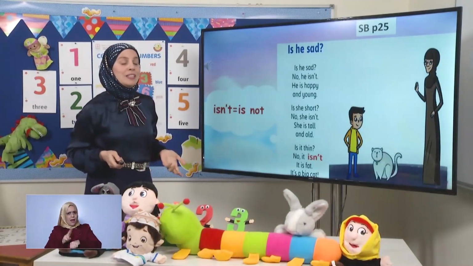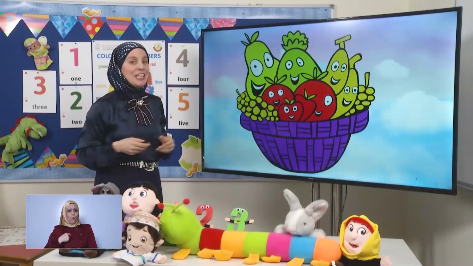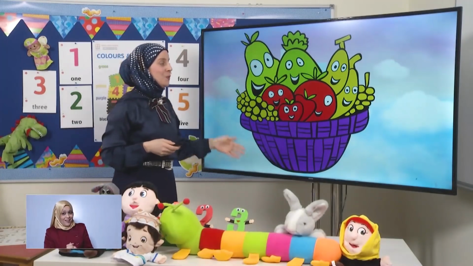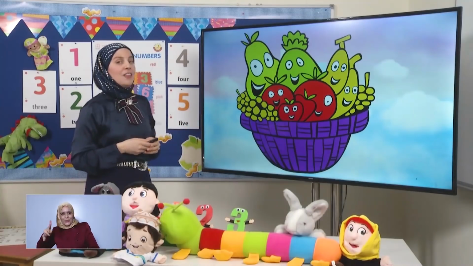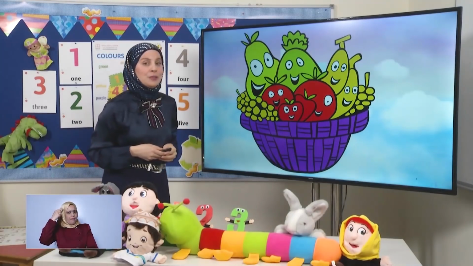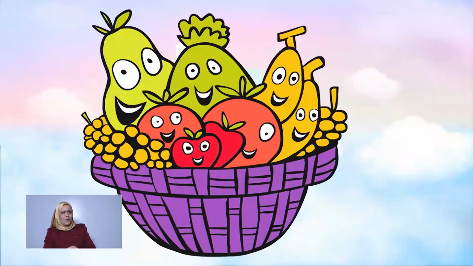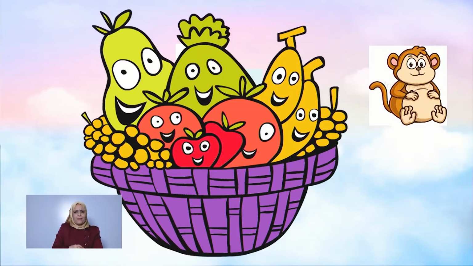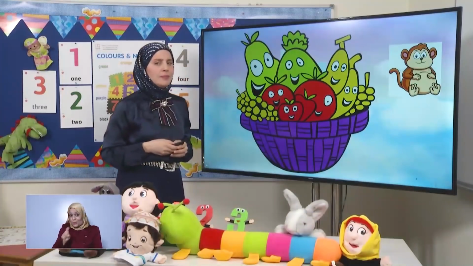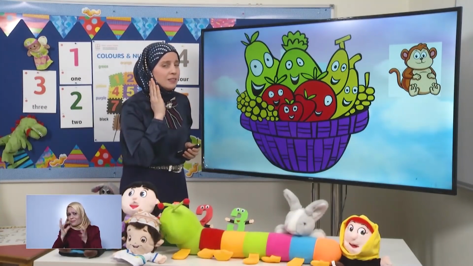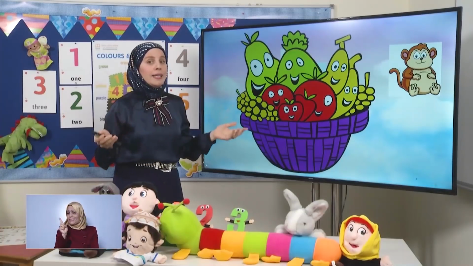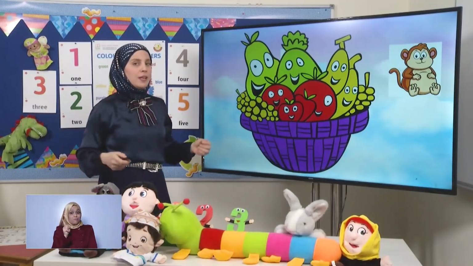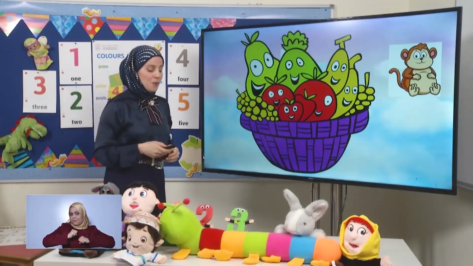Let's see what's next. I think it's game time. Look at the picture. What can you see? Fruits. And I think there is something behind the fruit. Oh, look at the monkey. Is it thin? What's your answer? No, it isn't. It is fat. Now, let's see what's next.